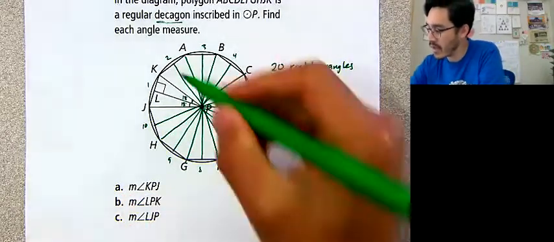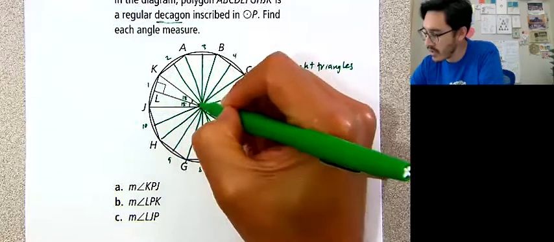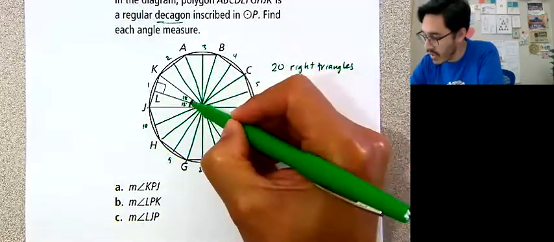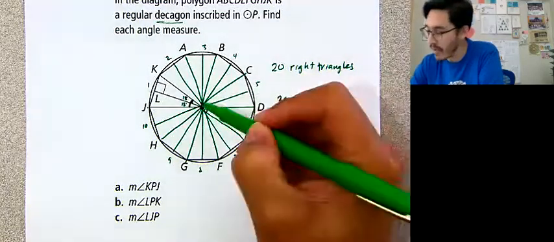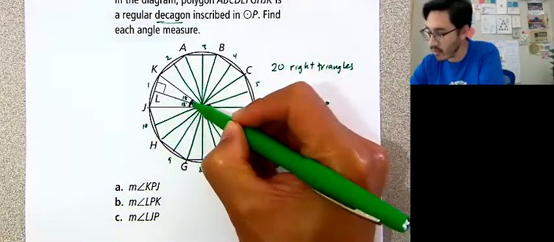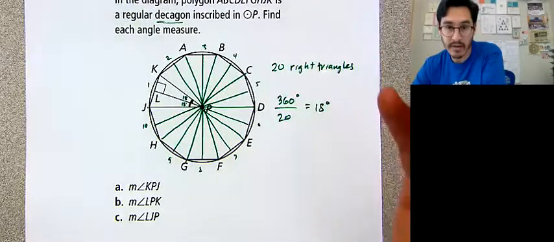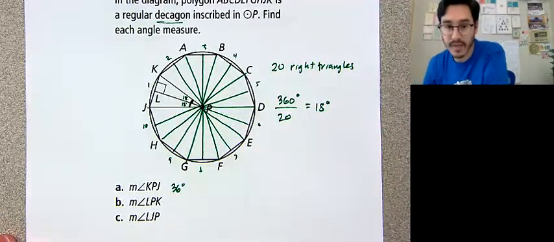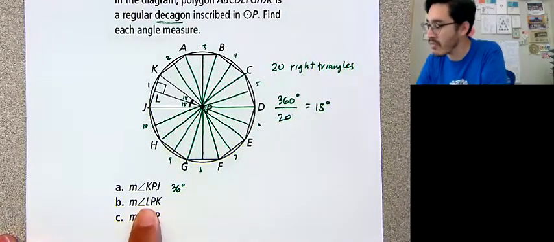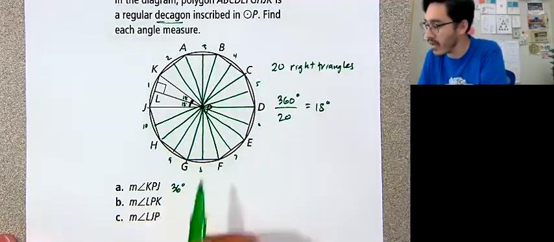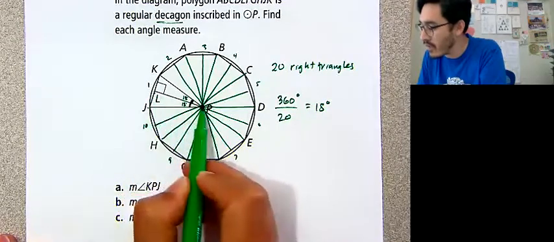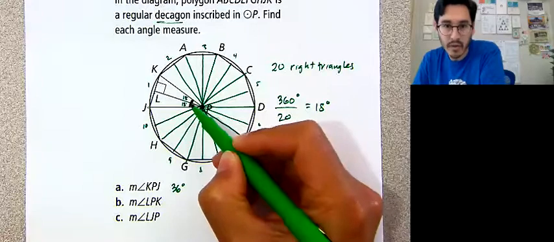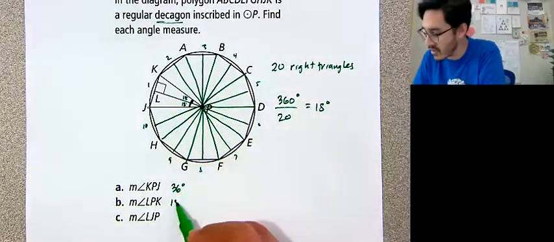So let's start measuring some angles. KPJ, so K to P to J. The angle they're talking about is this wider angle here, the sum of those two angles. 18 and 18, that'd be 36 degrees. How about the measure of angle LPK? LPK represents the angle of just one of those triangles, so that's 18 degrees.